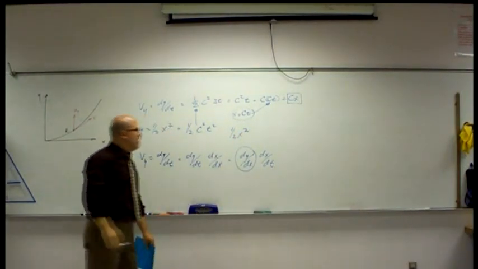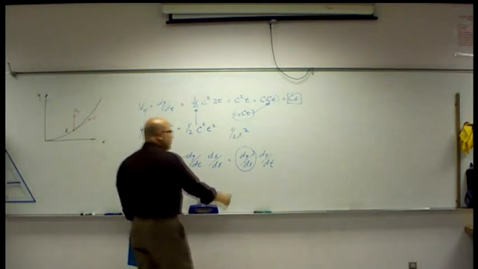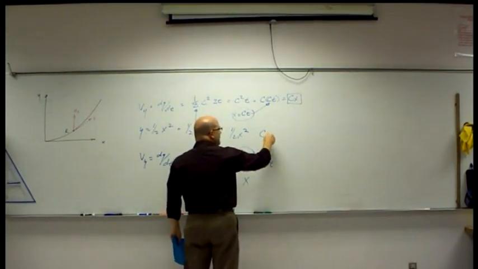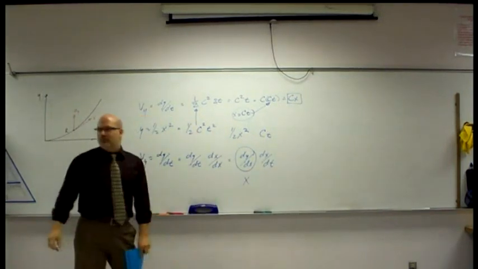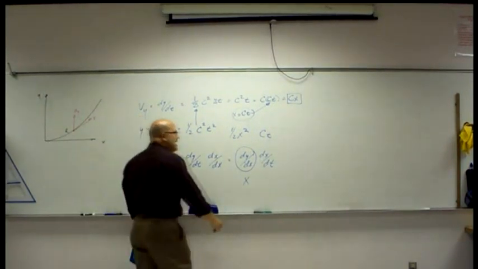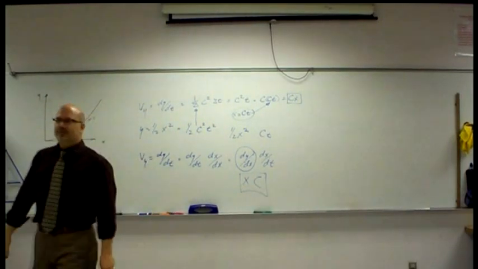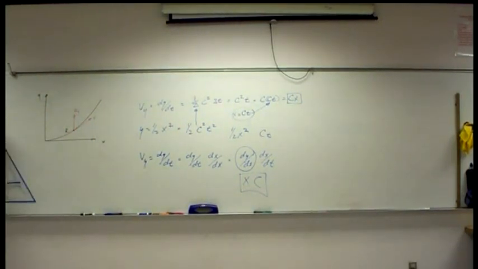What if I take the derivative of that with respect to x? What do I get? x. And what's x? It's ct. What if I take the derivative of that with respect to t? I get c. Voila, done. Because the other way, you can't just take the derivative and then plug in x, because it's not a function of time.